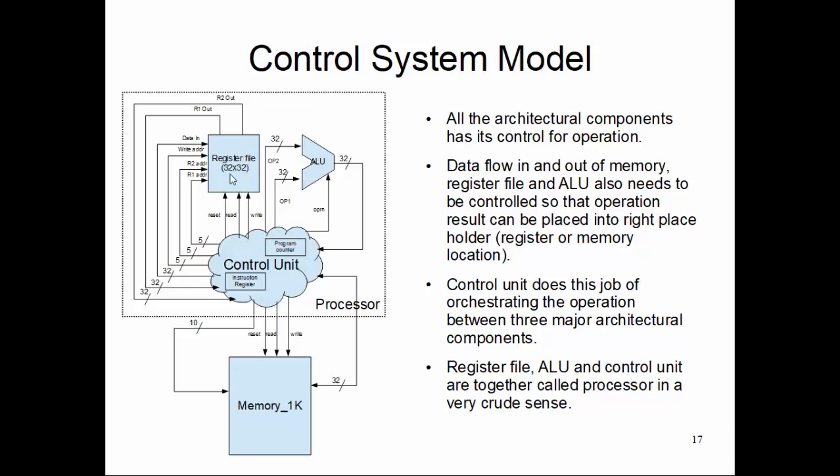Now the register file is the same thing. Read, write, reset all come from the control unit. R1 address, R2 address, the write address, and data in all come from the control unit. And the outputs of the register file, R1 out and R2 out, go into the control unit. This control unit is also electrically connected to the memory. For our case, let's say 10 bits of address, reset signal, read signal, write signal, and a bidirectional data bus.